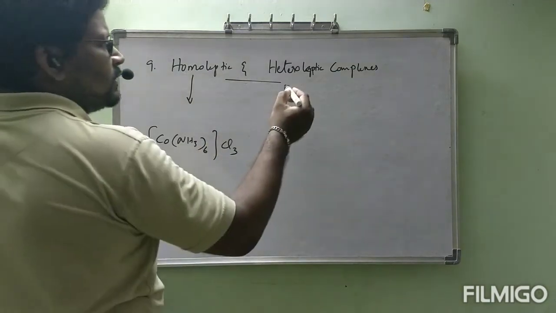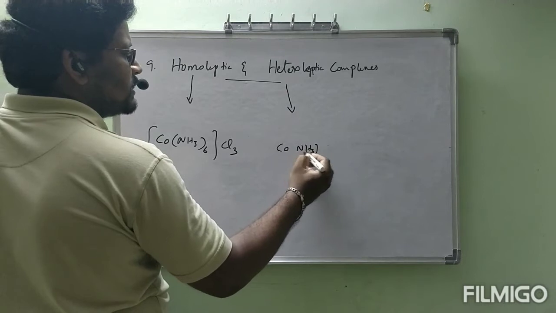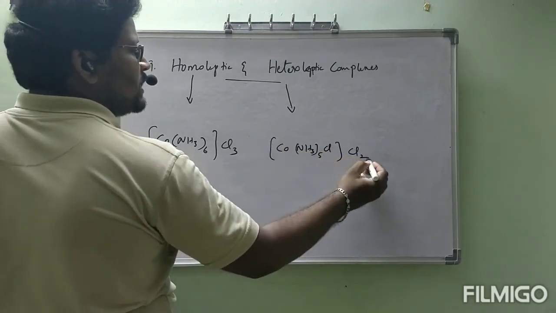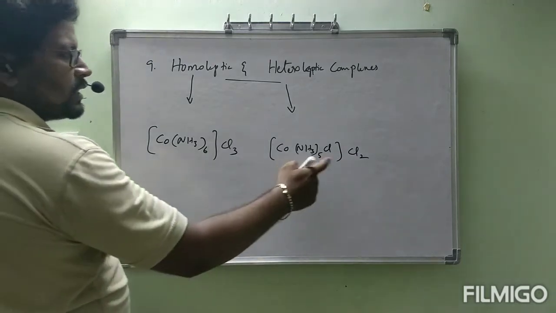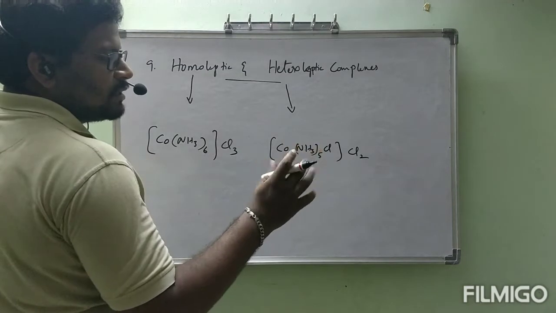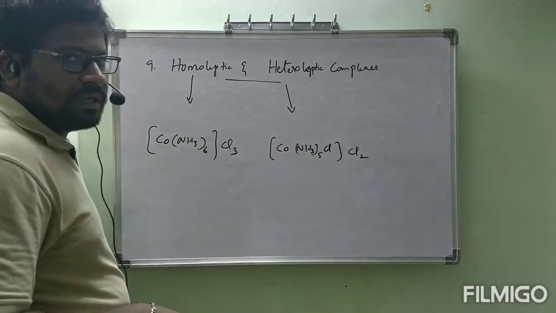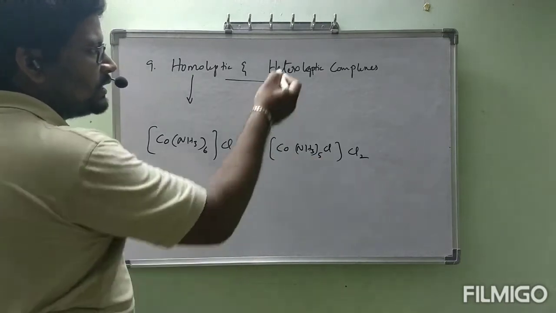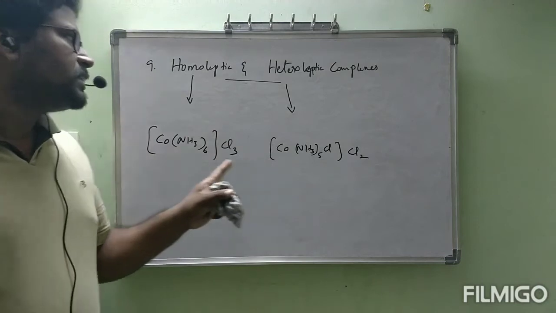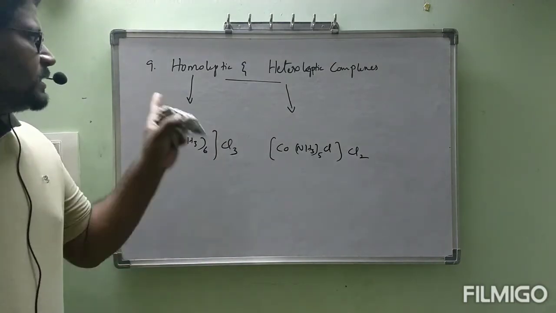Then heteroleptic. Example, [Co(NH3)5Cl]Cl2. What are the ligands present here? Five NH3 are there and chlorine inside. Those are different ligands we have. Then this is an example for a heteroleptic complex. This is a heteroleptic complex, this is a homoleptic complex. Okay, this is about the ninth one.